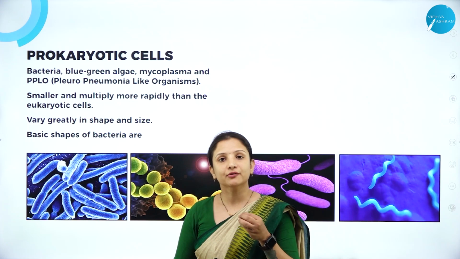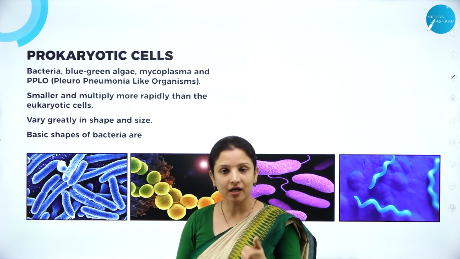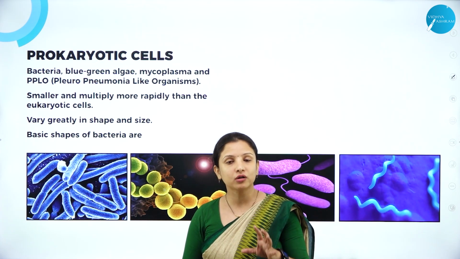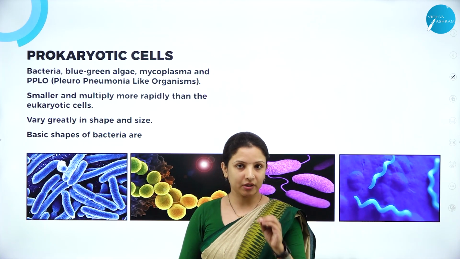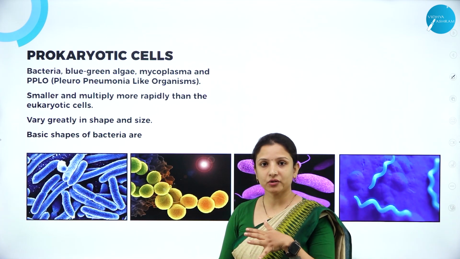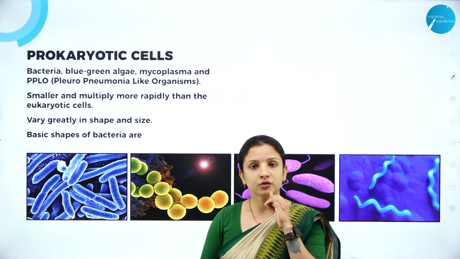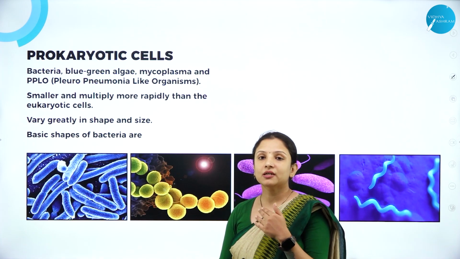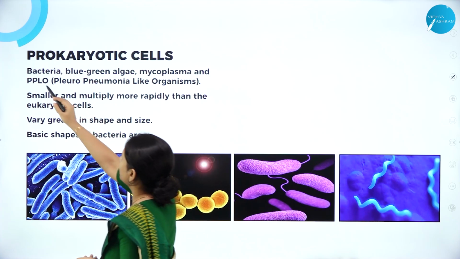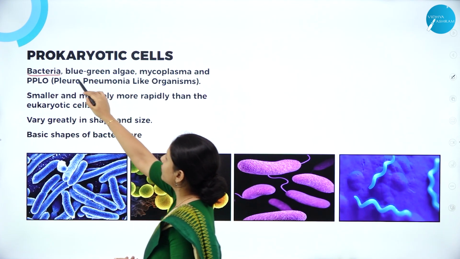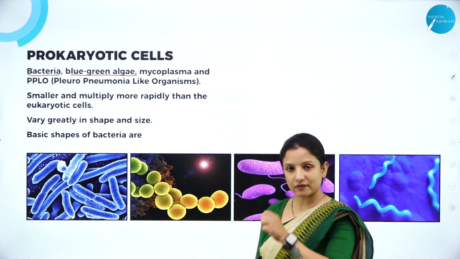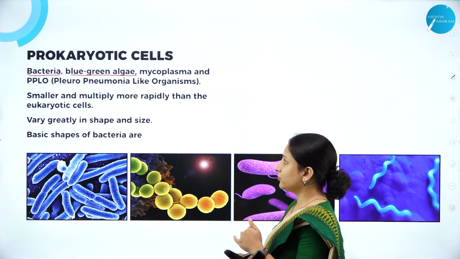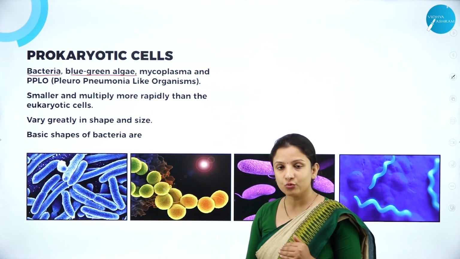So prokaryotic cells are those organisms which are usually unicellular, meaning they are made up of one single cell, and that single cell itself performs all the processes or activities in that particular organism. And these prokaryotic cells do not have a true nucleus, meaning that the nucleus is not covered by a nuclear membrane. So there are different types of prokaryotic cells. For example, we have the bacteria, and there is the blue-green algae, which is nothing but the cyanobacteria. You have studied about the cyanobacteria, they come under the eubacteria, that is in kingdom Monera.